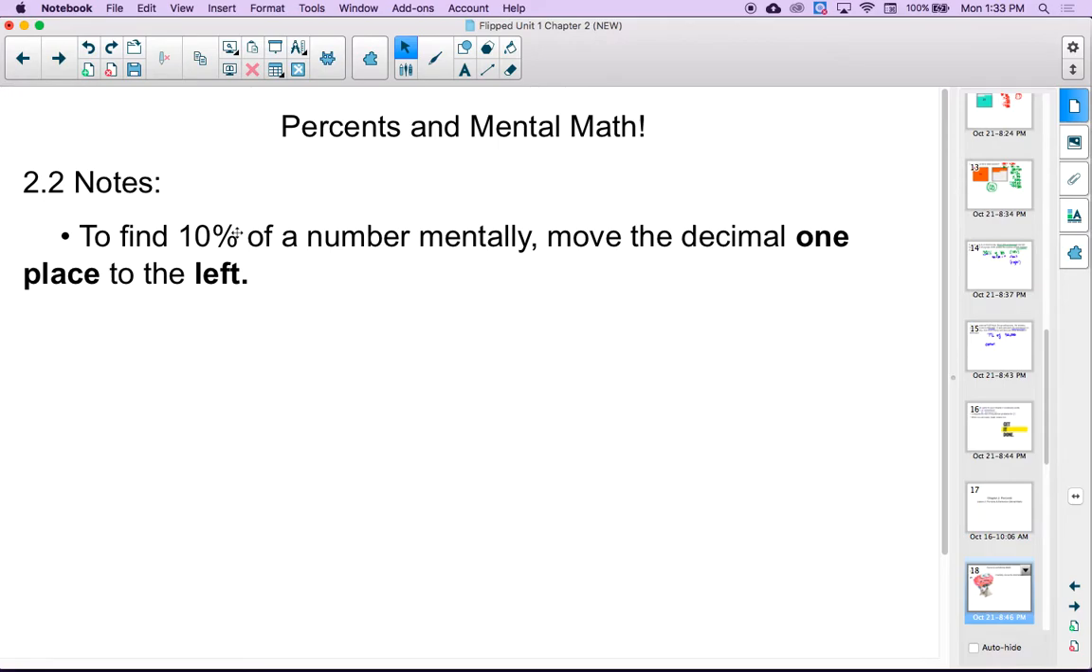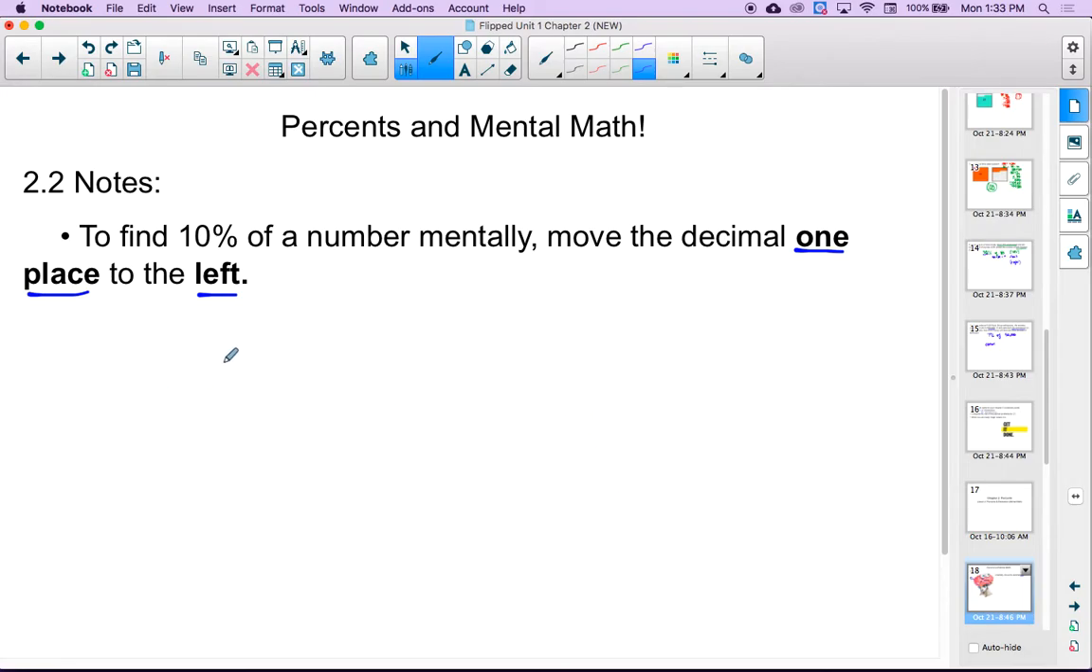So we only have one note for Chapter 2, Lesson 2. That note is to find 10% of a number mentally, move the decimal one place to the left. Everything we do in mental math with percents hinges around us being able to find 10% of a number.